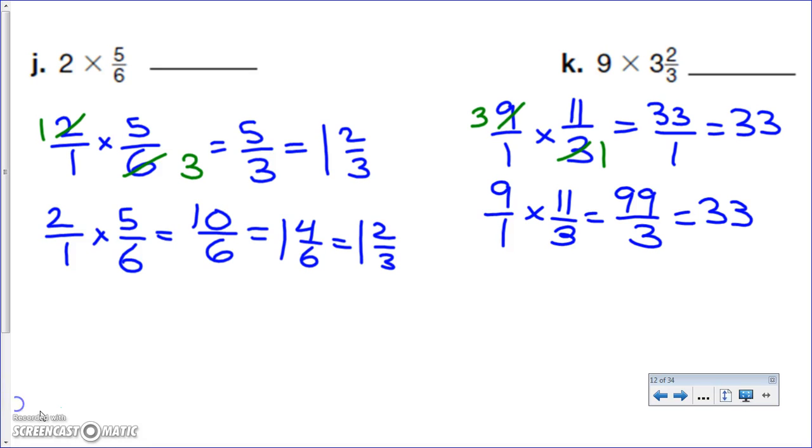Please make sure you have all the work copied down and glue this page in your math notebook.